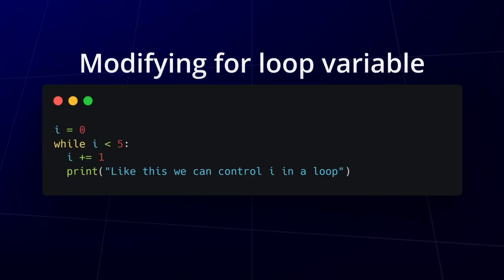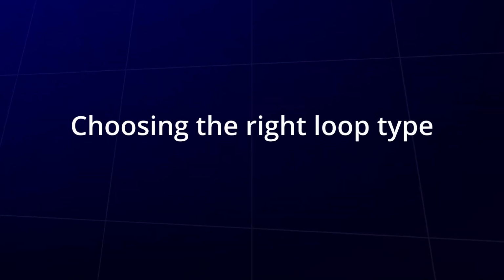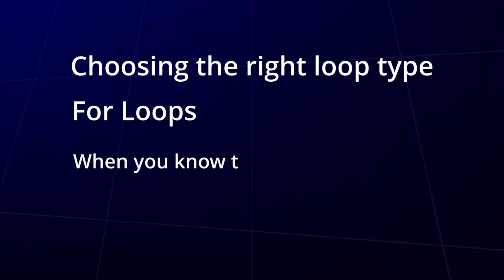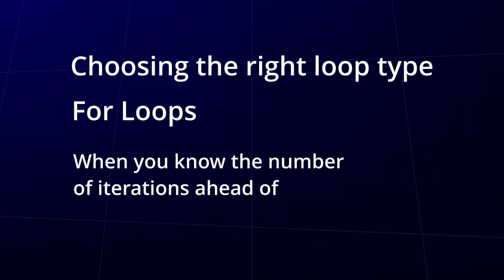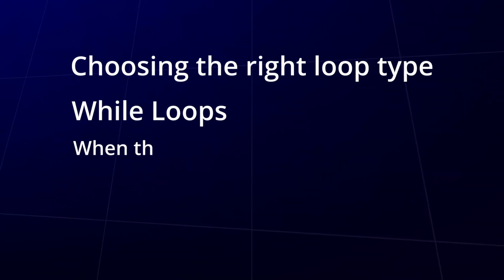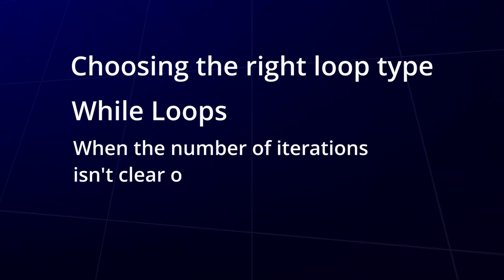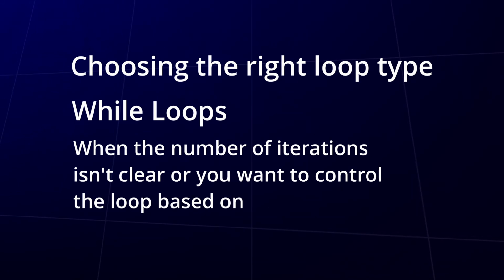In the while loop, the loop variable is controlled within the loop body and directly impacts the loop condition. This approach works as expected and allows you to modify the loop variable effectively. Speaking of which, choosing the right type of loop is key. Use for loops when you know the number of iterations ahead of time, and while loops when the number of iterations isn't clear or you want to control the loop based on a condition.